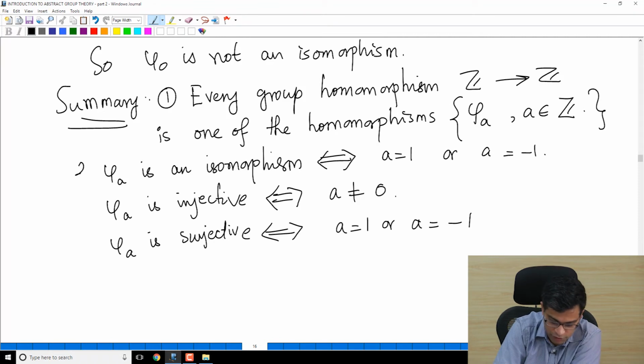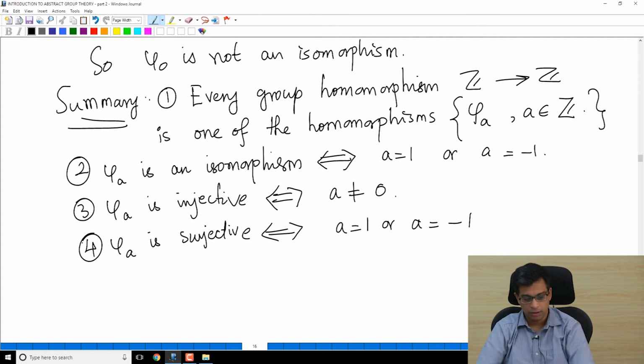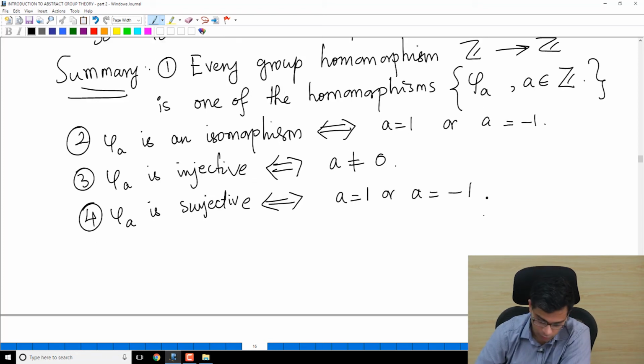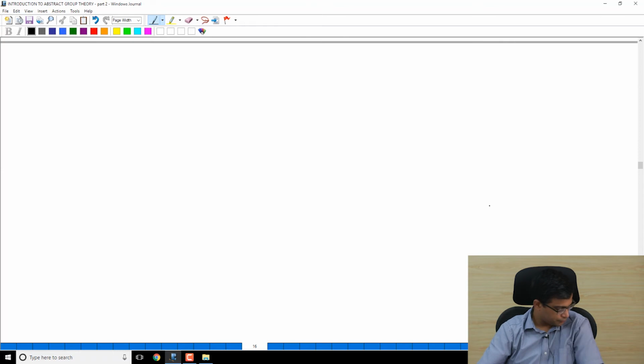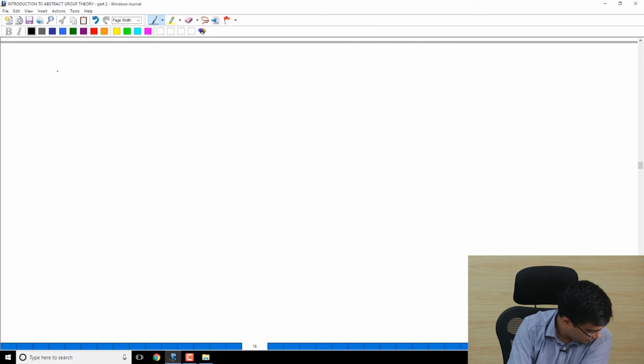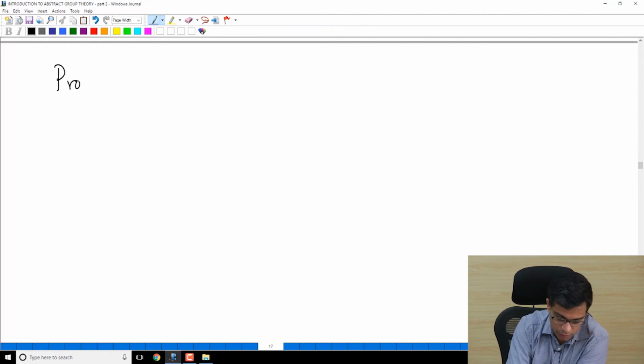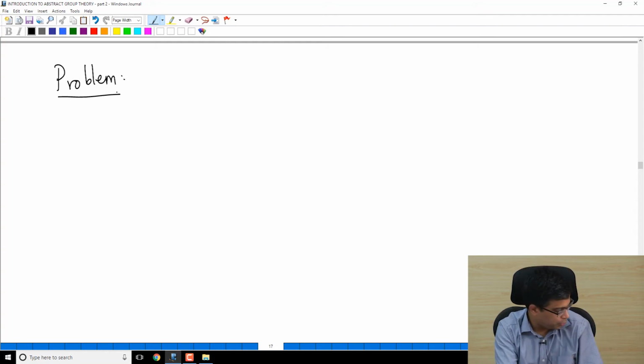So the summary of these problems, which you should carefully understand, this is an important example of group homomorphisms and the properties that we learned about group homomorphisms, and this description is hopefully giving you a clearer understanding of all group homomorphisms from Z to Z. Okay, so let me do one more problem, and I will do the solution also, so that you understand how to apply the notions of group homomorphisms that we learned.